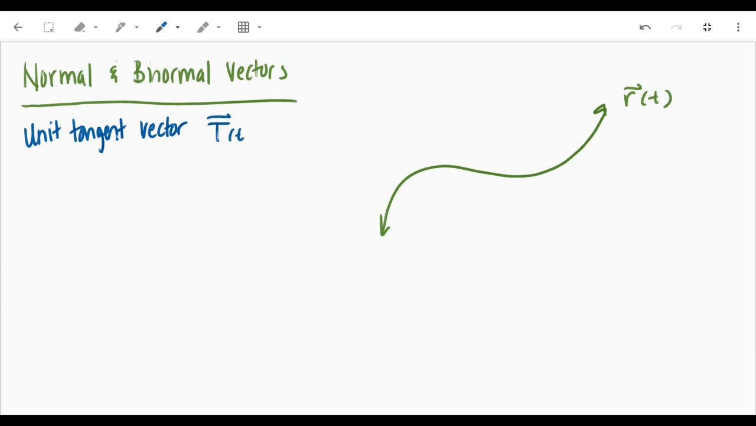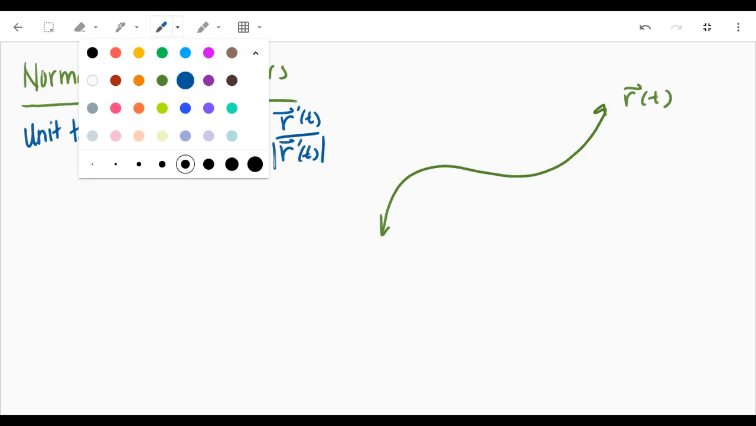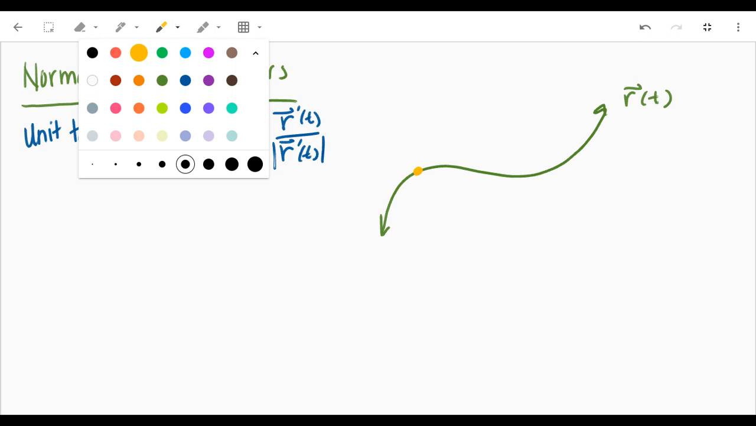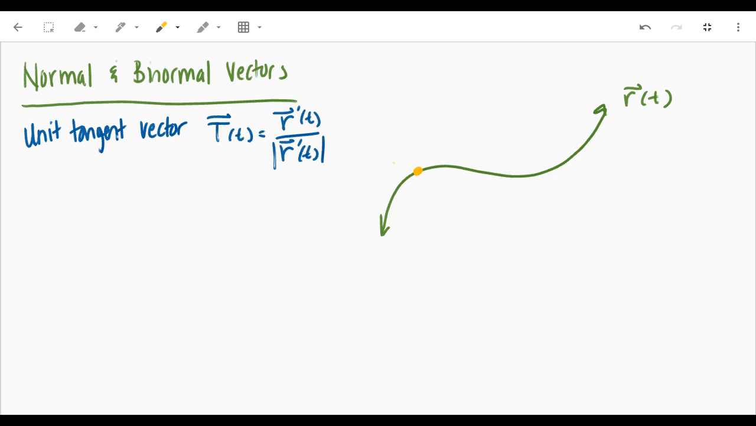t, which is r prime of t over the magnitude of r prime of t. Okay, so if we pick a point, let me use yellow here for a point. That unit tangent vector at point, what do I want to call it? I think I'm going to call it P. So P is a point on our curve, and our curve is R. Our unit tangent vector would look like that.